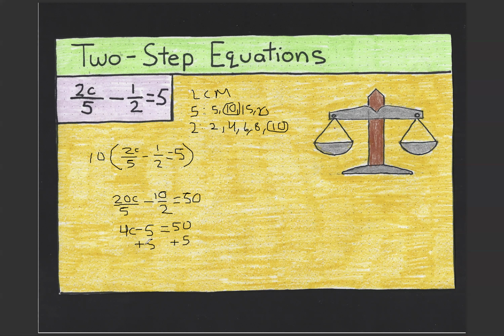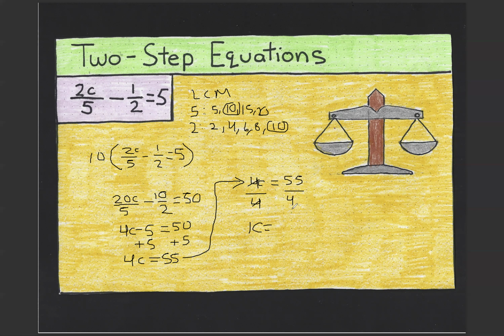And so now what we have right here is 4c is equal to 55. And let's move over here to have some more room. Since we have 4c is equal to 55, we can now divide both sides of this equation by 4. 4 divided by 4 will give us 1c, or just c.